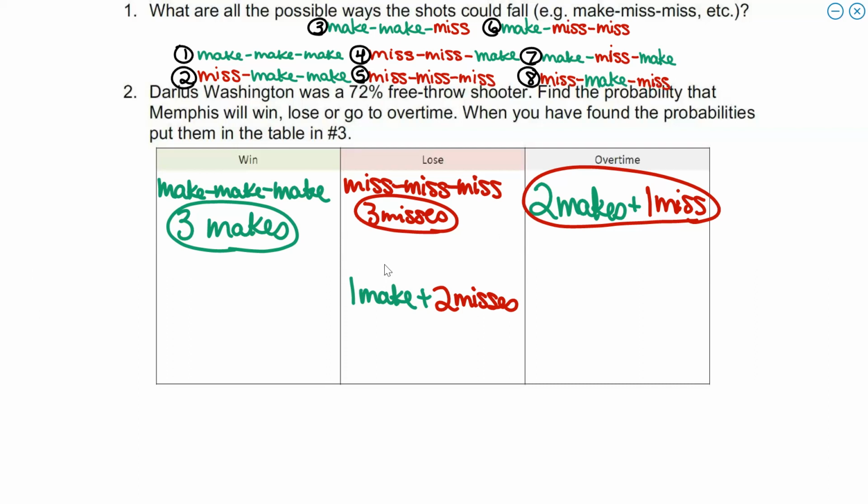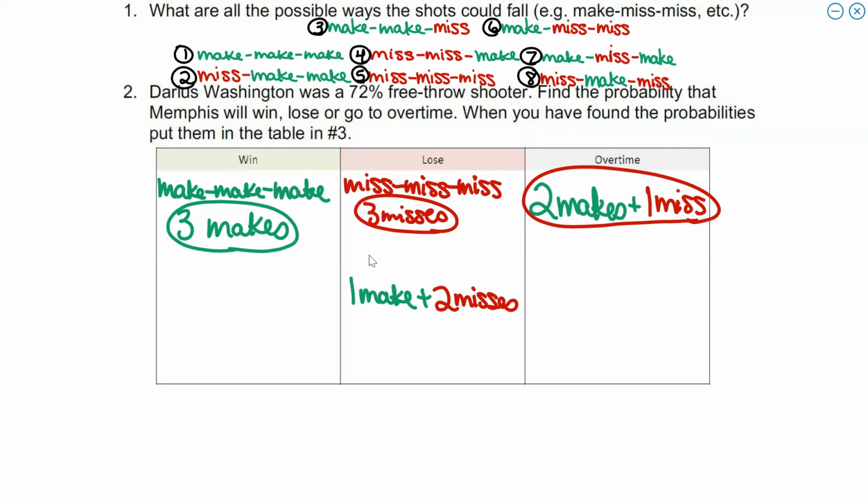What would that give me? Yep. 0.022. So the chance that he misses all 3 shots when he steps up to the free throw line is about 2%. But there's another way that they could lose this game. He doesn't have to miss all 3 shots for them to still lose. What else could happen?